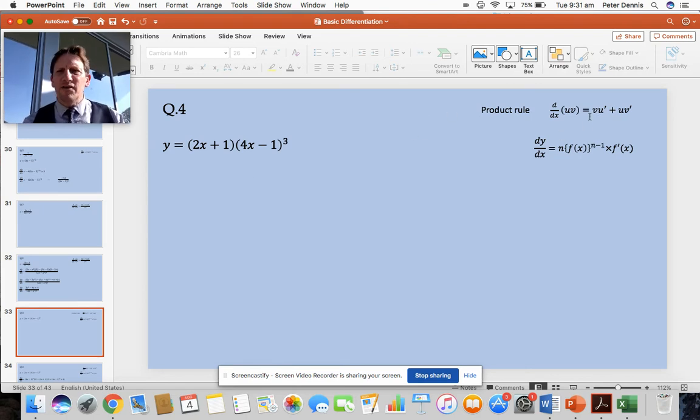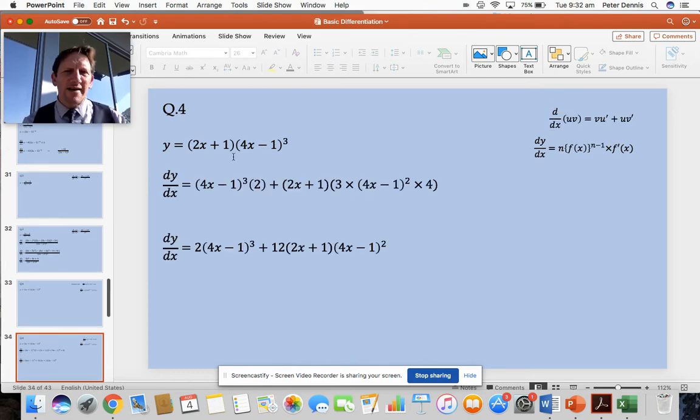It is the derivative of UV: U V prime plus U prime V, the derivative. The derivative is always at the back. So UV prime is going to be this times the derivative of this, which is 2, plus this times the derivative of this, which is that chain rule. So it's just that exact same thing.